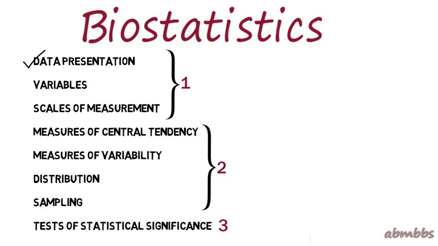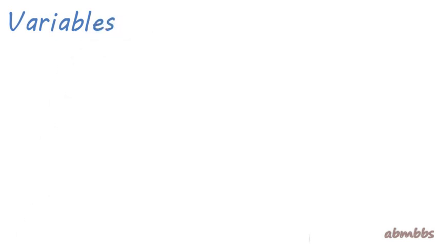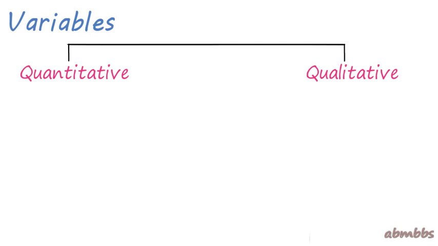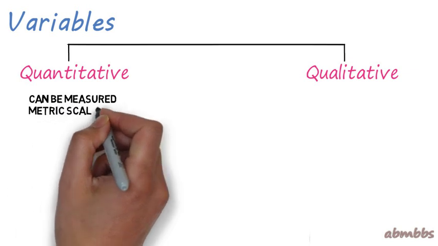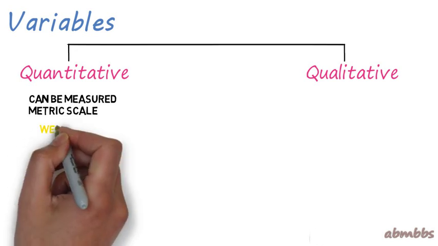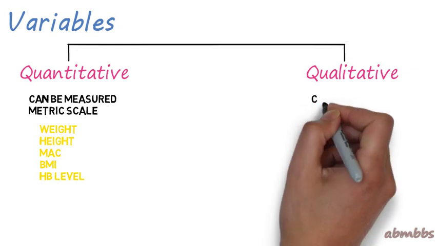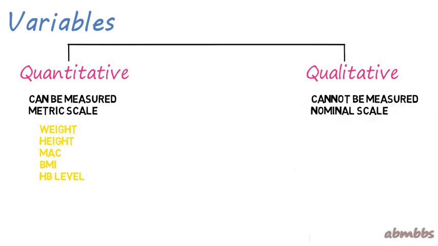Next, we come to the topic of variables. A variable is a character or attribute that varies from person to person and from time to time. So, variables can be divided into quantitative and qualitative. Quantitative variables are the ones that can be measured directly on a metric scale. Example, weight, height, mid-arm circumference. Qualitative variables are the ones that cannot be measured, hence they have a nominal scale. Typical examples include ABO blood group, sex, and type of anemia.